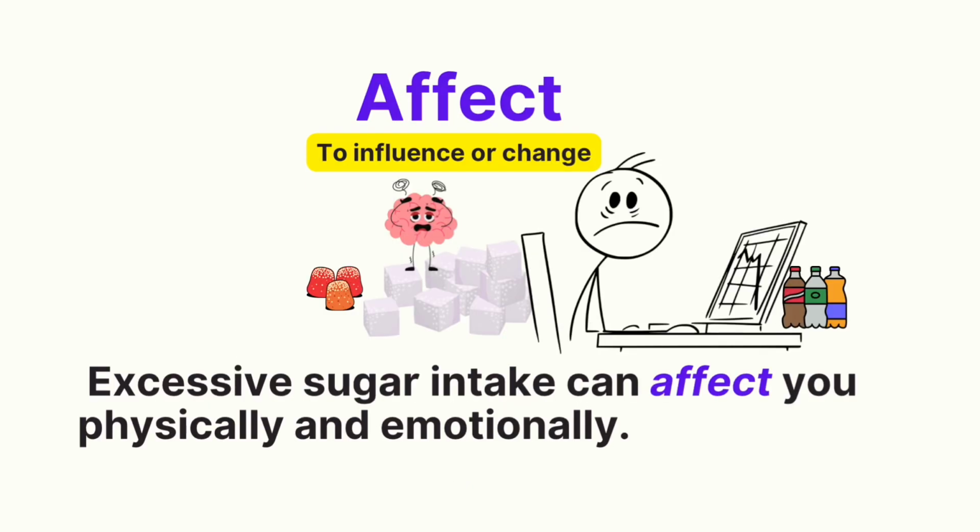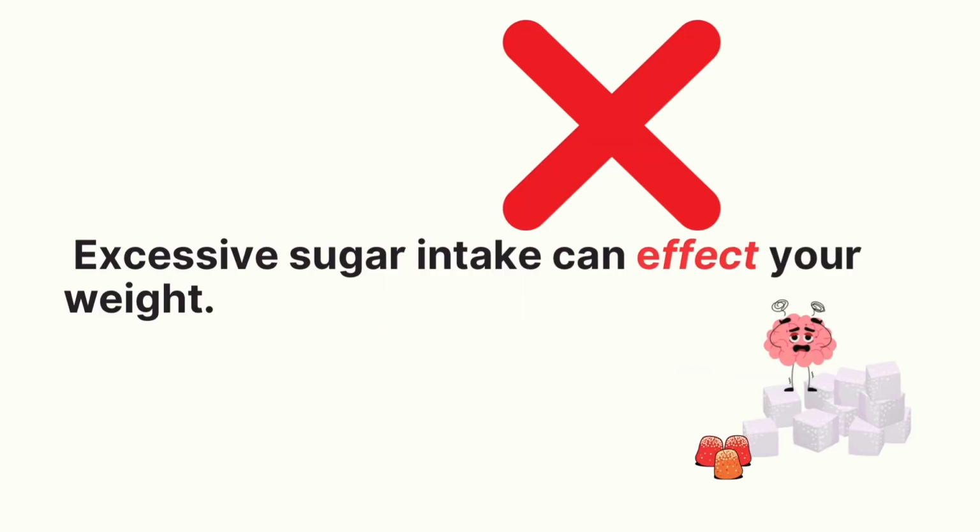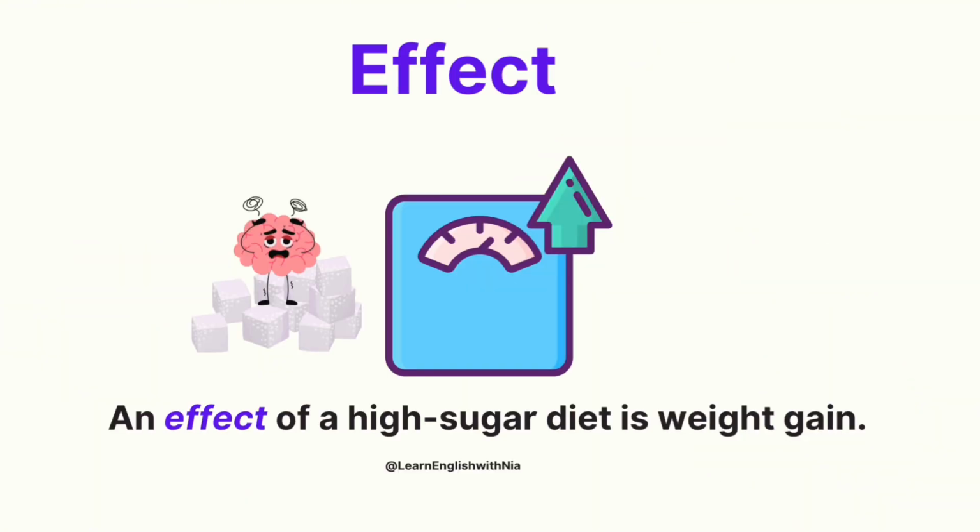Here is another example of how to use affect to change or to influence. Excessive sugar intake can affect you physically and emotionally. That means it can influence you physically and influence you emotionally. Excessive sugar intake can effect your weight? No, that's the wrong use of effect. An effect of a high sugar diet is weight gain. This is the correct use of effect. The result of a high sugar diet is weight gain.